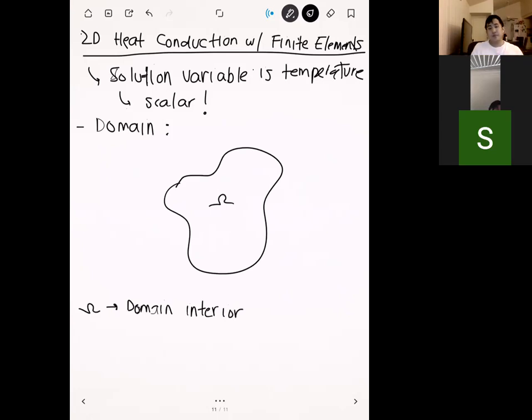The interior of the domain is going to be significant because this is where we're going to solve the heat equation, or where we're going to solve our differential equation.